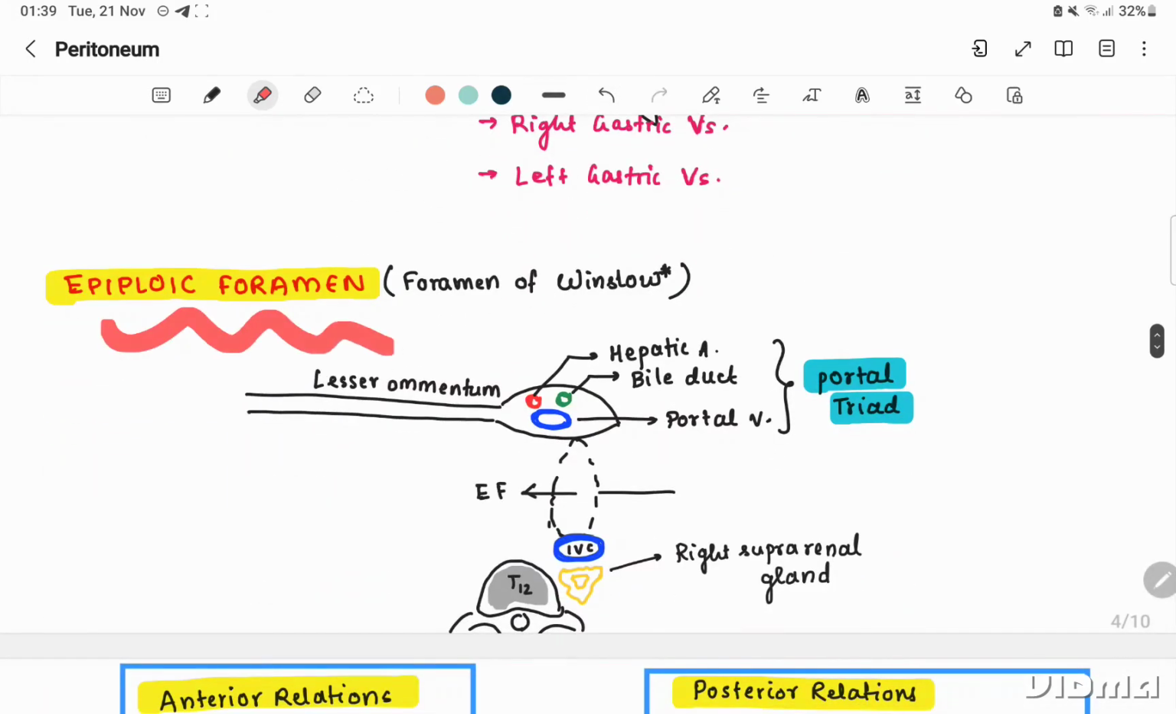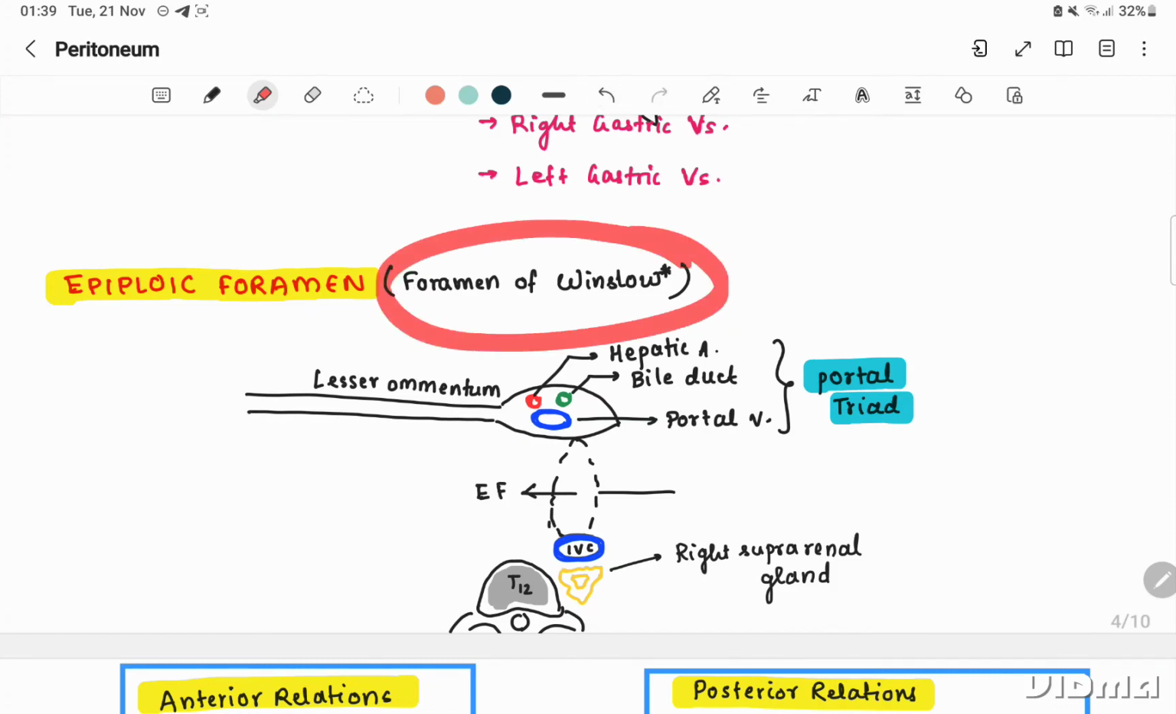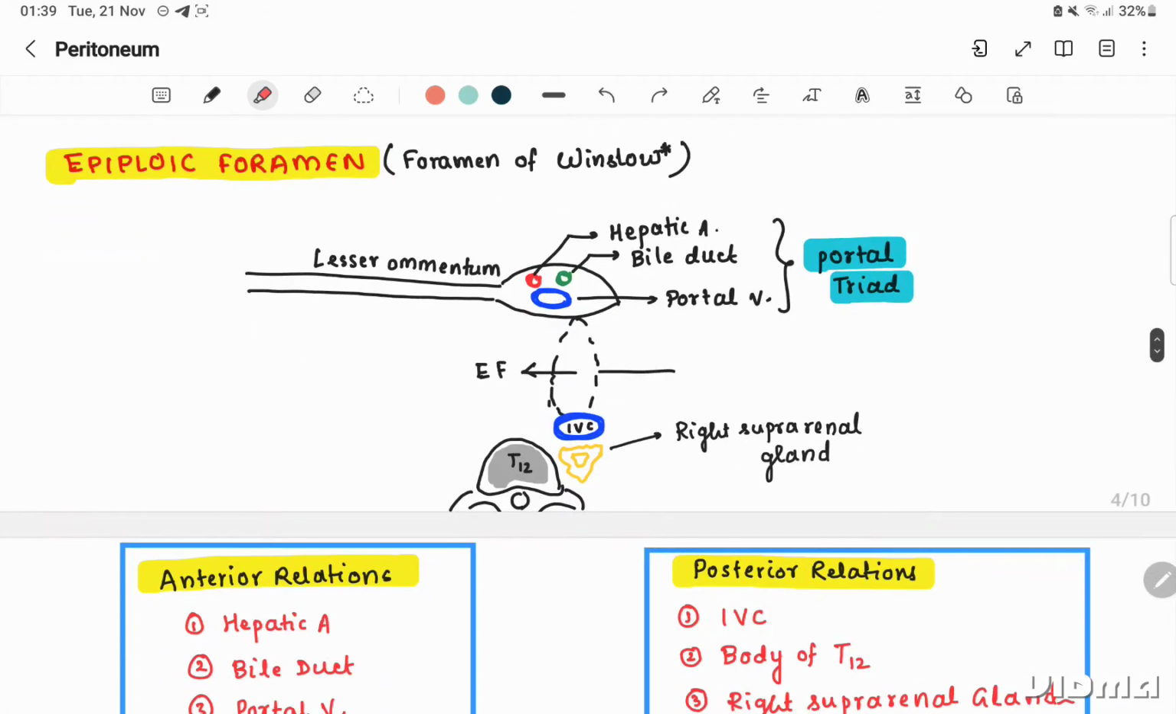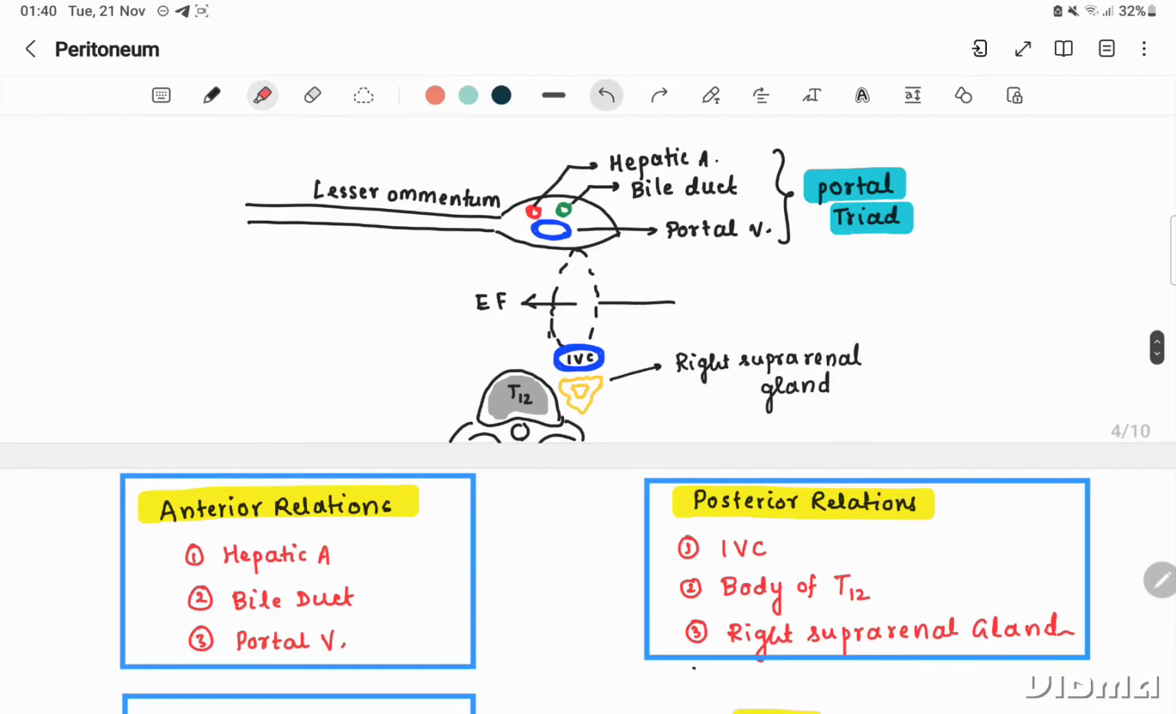Talking about the epiploic foramen, it is also called the foramen of Winslow. So what is the foramen of Winslow? This is the lesser omentum, and the free margin of the lesser omentum contains the hepatic artery, bile duct and portal vein, which is called the portal triad. Here you can see the epiploic foramen, and the inferior vena cava will lie posterior to it. The right suprarenal gland will also lie posterior to it, and the T12 vertebra.